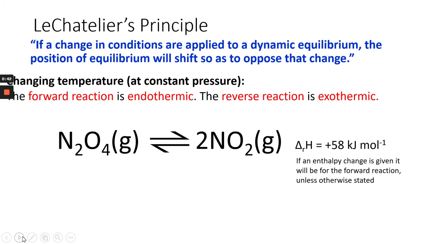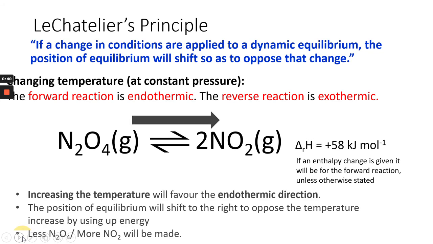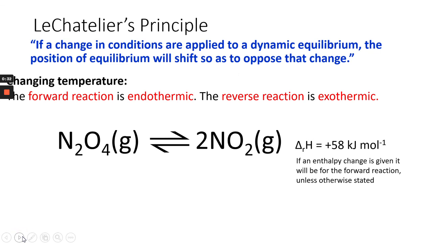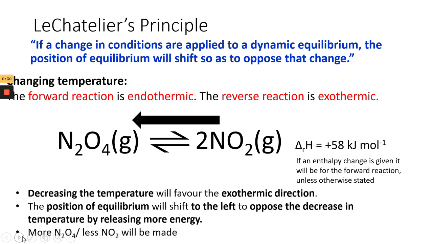So I'm assuming you've had a think about that and come back to it now. With increasing the temperature, you'll favour the endothermic direction because you want to use up energy to oppose the temperature increase that's been imposed. However, with decreasing the temperature, you favour the exothermic direction because this time the position of equilibrium will shift to the left to oppose the decrease in temperature by releasing more energy.